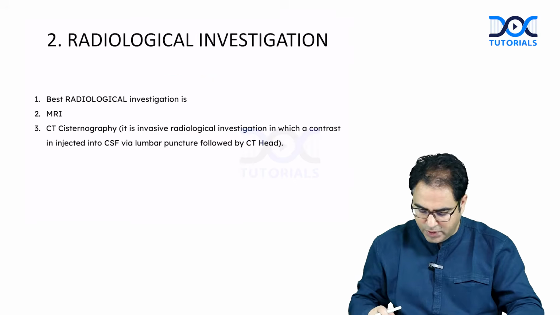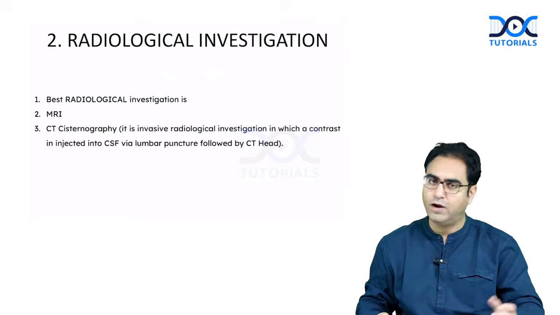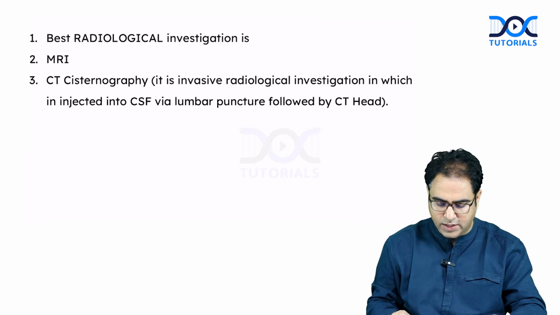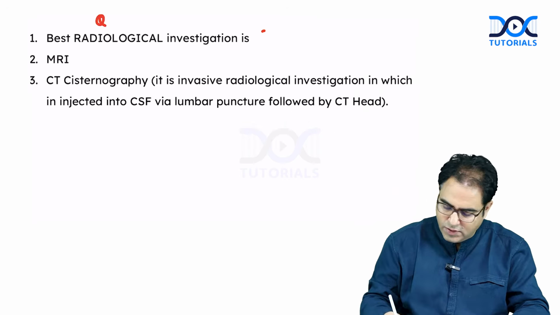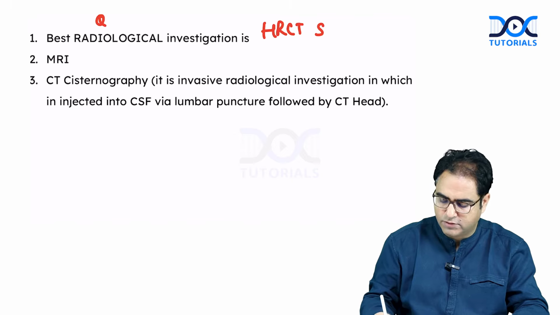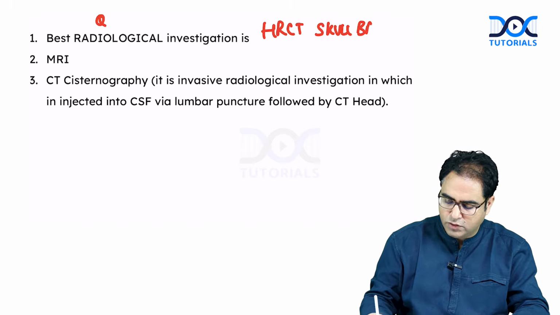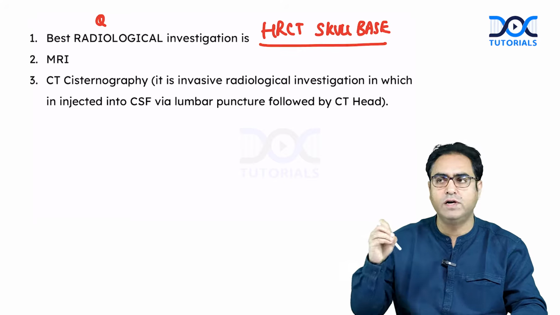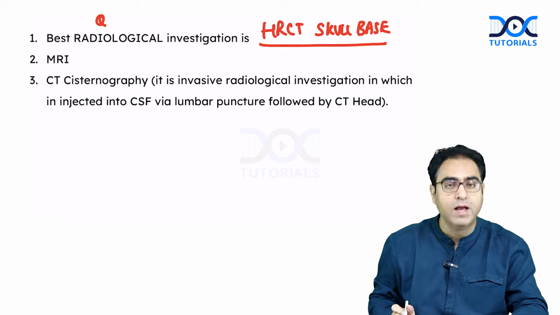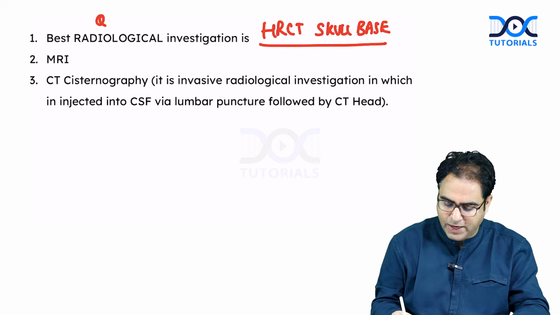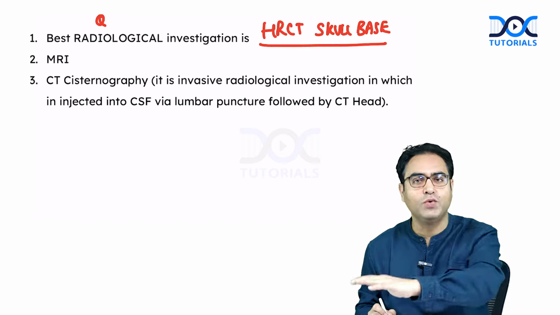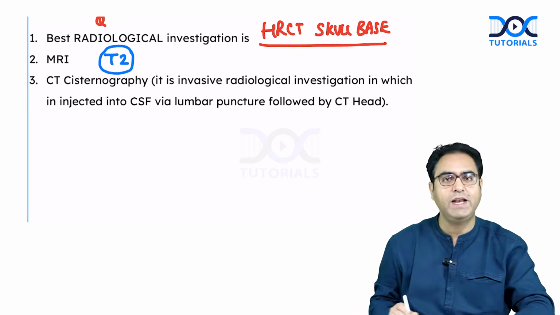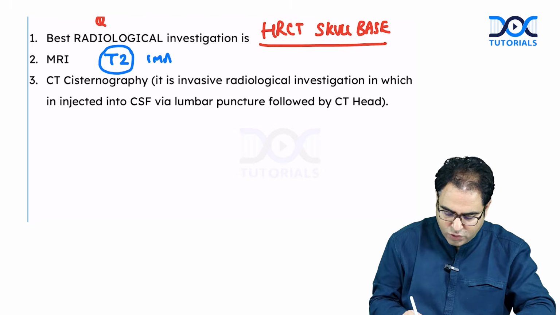Okay. Now, number 2 is radiological investigation. My dear friend, the best radiological investigation, an MCQ, is HRCT skull base. High resolution CT of skull base is the best radiological investigation to detect the site of CSF rhinorrhea. Number 2, MRI. Tell me, MRI, which one? T1 or T2? T2. T2 shows the CSF white. MRI T2 images.